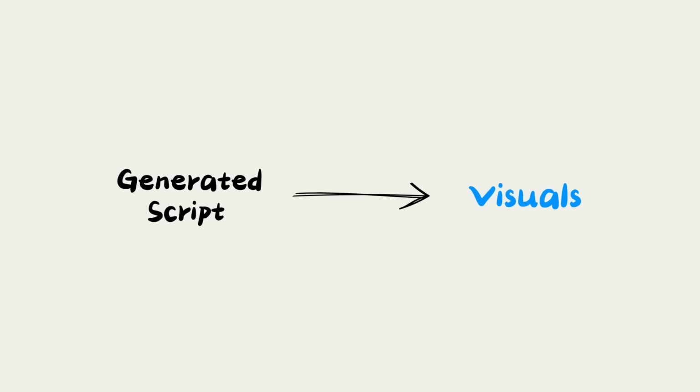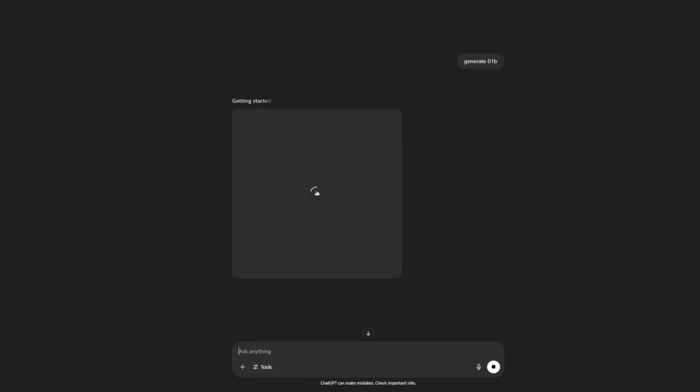We've got the full script from ChatGPT. Now it's time to generate the actual visuals. Let's generate the first image. Okay, we've got our first image, and it looks good. Now, let's generate the second image.